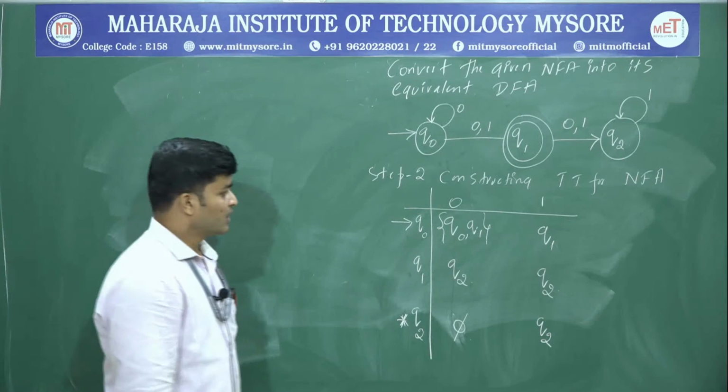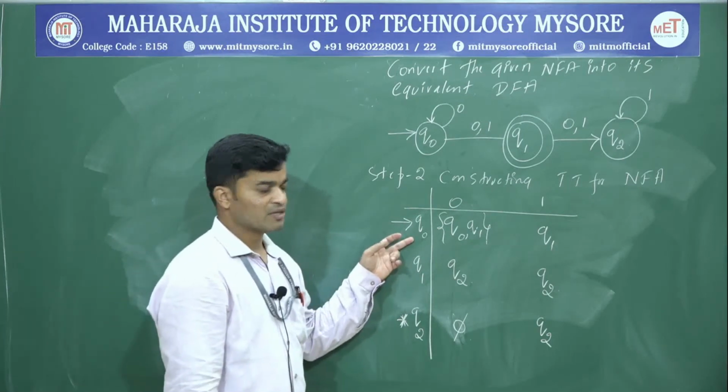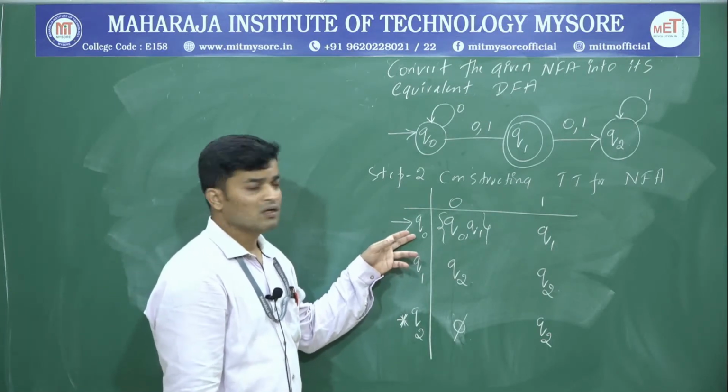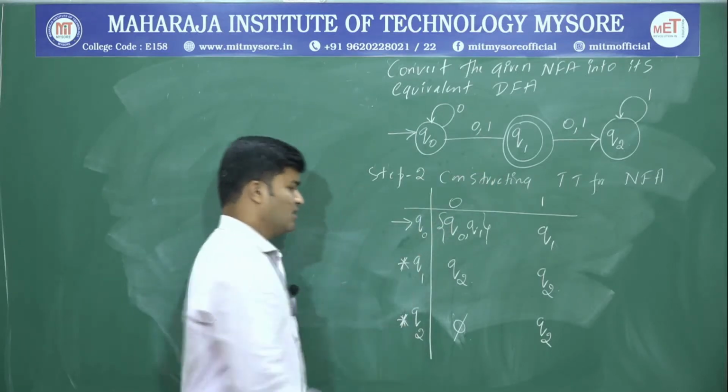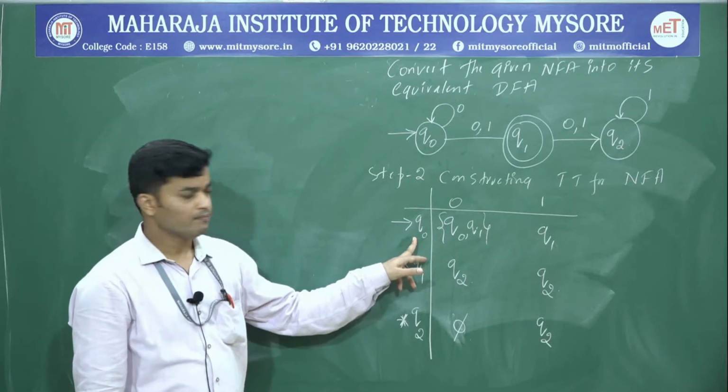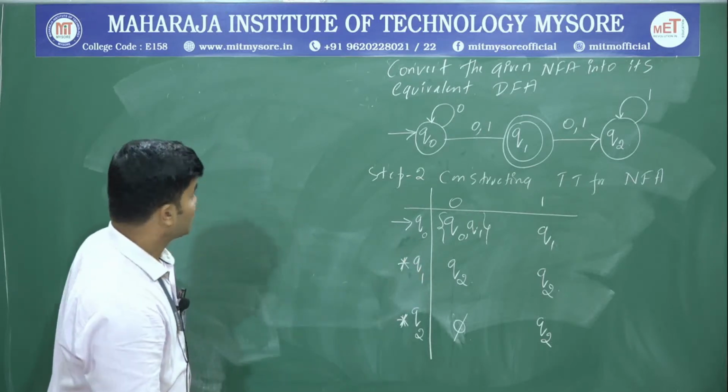Now you just denote the start state as well as the accepting state. What's the start state here? Q0. And what's the accepting state? Q2. So write the accepting state with a star and the start state with Q0. Now you go with step number 3.